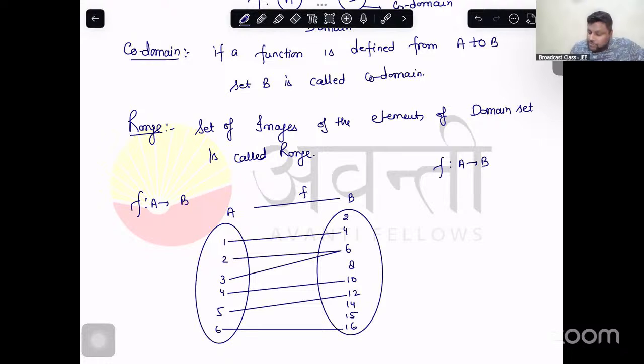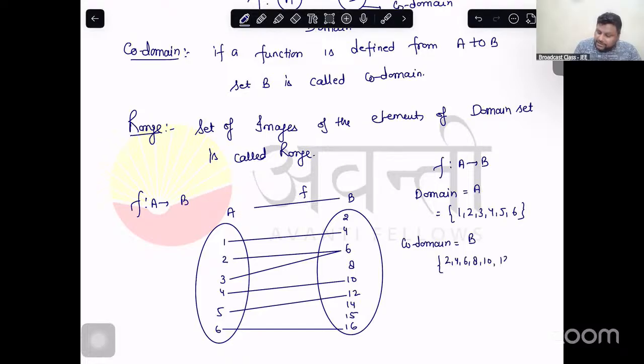Got it? So domain is what? Domain is the entire set A, that is 1, 2, 3, 4, 5, 6. Codomain is what? Codomain is the entire set B, that is 2, 4, 6, 8, 10, 12, 14, 15, 16. Correct?